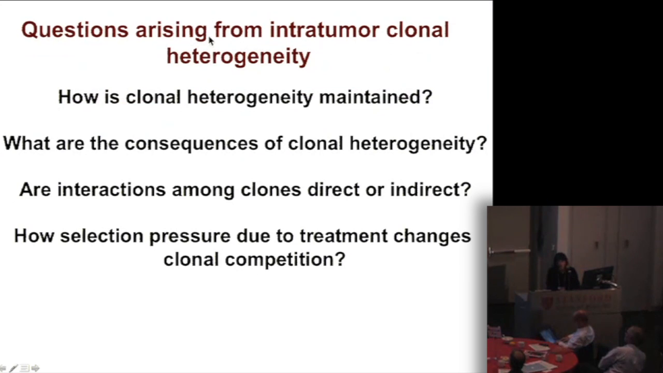So there are many questions that arise from the studies that we do in human clinical samples. One is, why is heterogeneity maintained? If there is really a clone or subclone that is more fit than the others, why is it not just taking over the tumor? What is the reason to maintain minor clones in the tumor? What are the consequences of clonal heterogeneity?